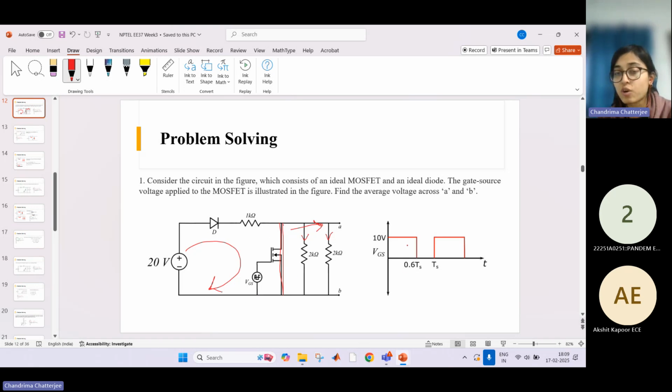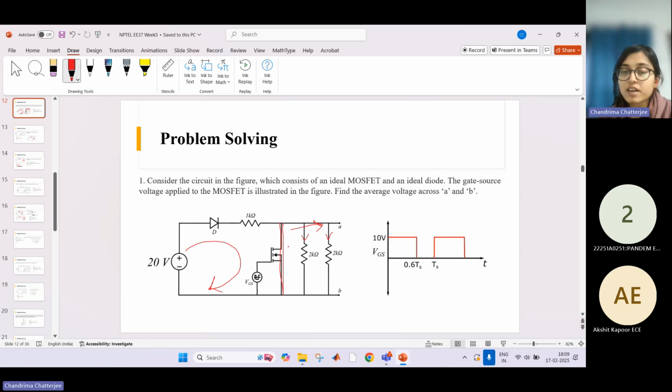When the MOSFET is on. And when we withdraw the gate pulse, the MOSFET is off, so there is no path for the current. Then the current will flow from here through this resistance and this resistance.